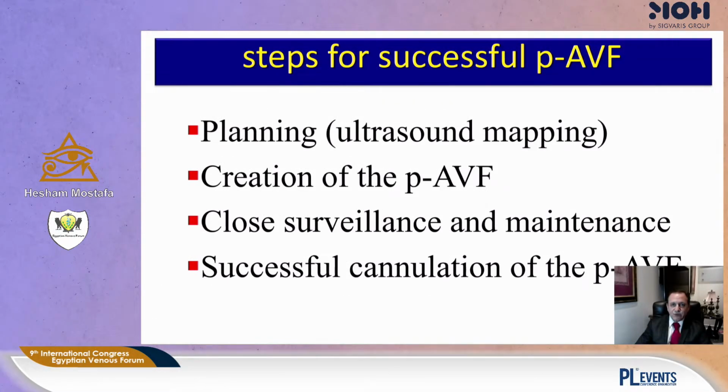To get a successful percutaneous AV fistula, it's very important to have a very good pre-op ultrasound mapping to identify the perforator veins and the size of the radial and ulnar artery and vein. Then follow a stepwise approach in the creation of the percutaneous AV fistula, then closure, surveillance, and maintenance, and finally successful cannulation of the percutaneous AV fistula.